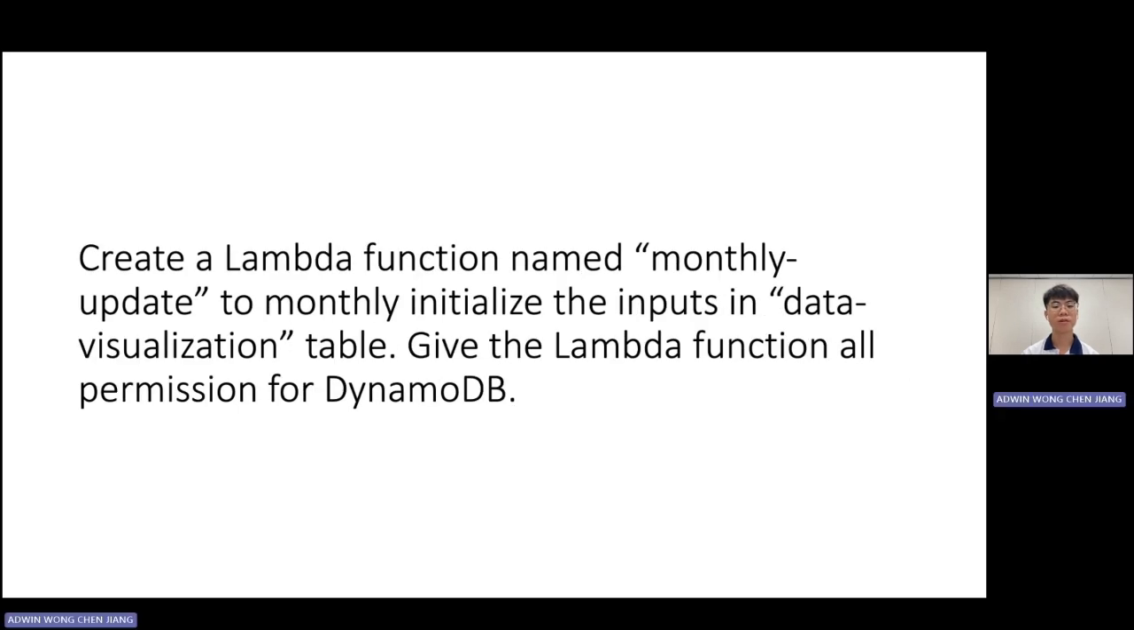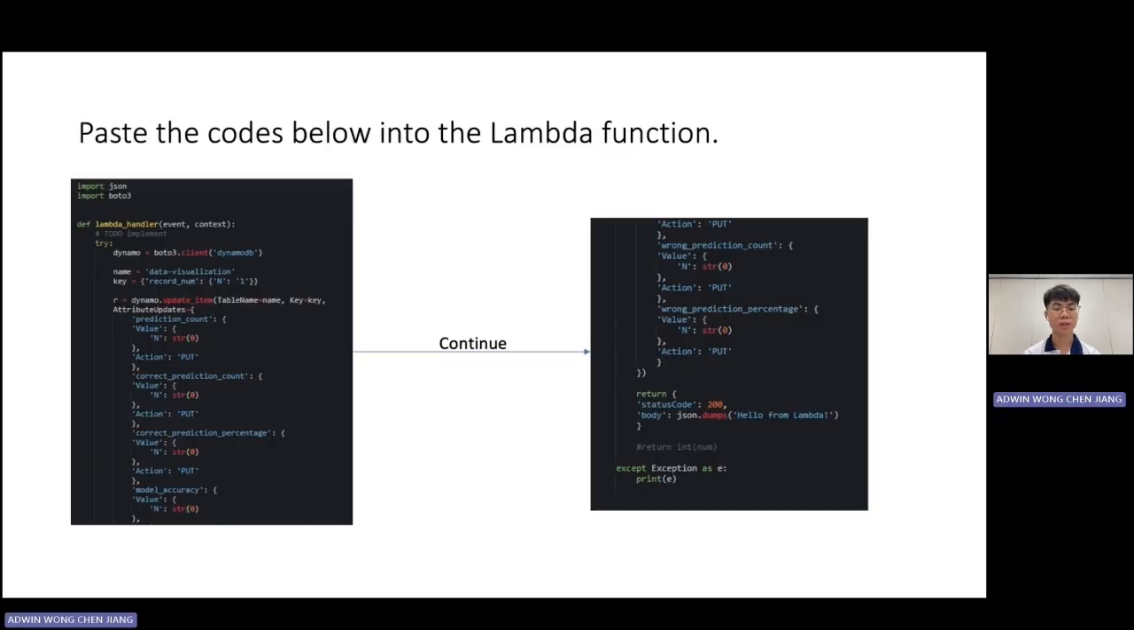So we now create a function named monthly update. Every first of the month, the data will be initialized to 0. Now we give the lambda function all permissions for DynamoDB. Just paste the code into the lambda function.